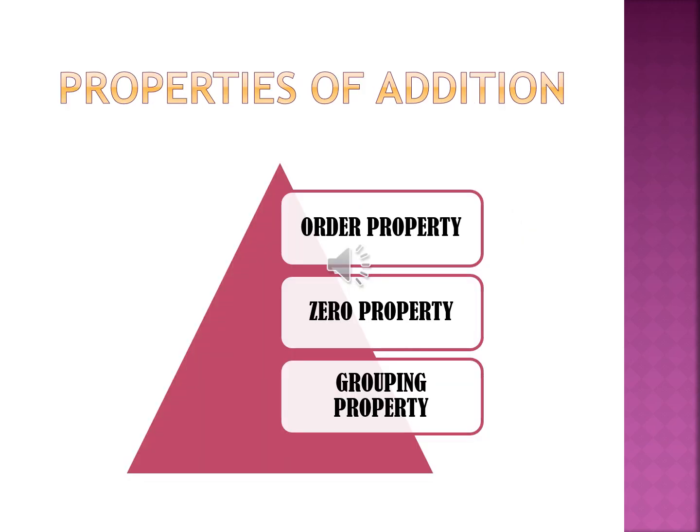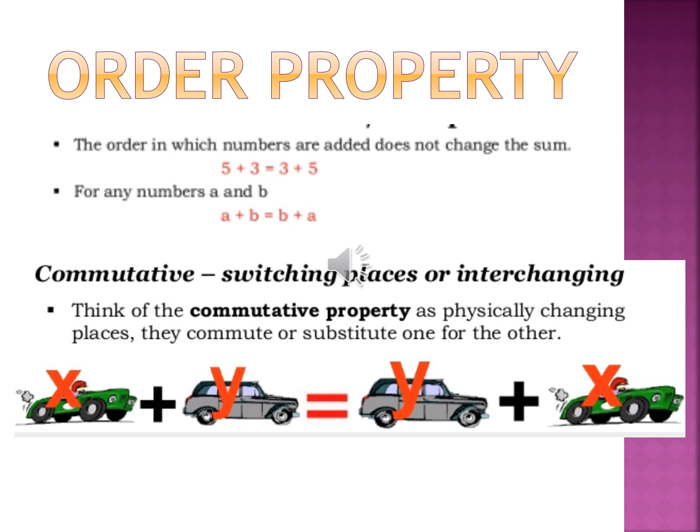Now, before moving on to the exercise questions, let's learn a few simple properties of addition. There are three properties: order property, zero property, and grouping property. One by one, we will study all the properties in detail. First is the order property. Now, just see the example in front of you.